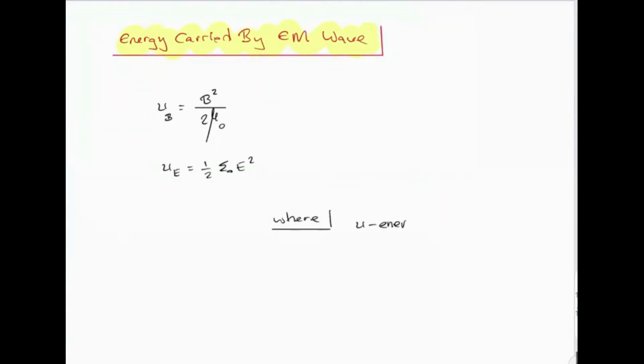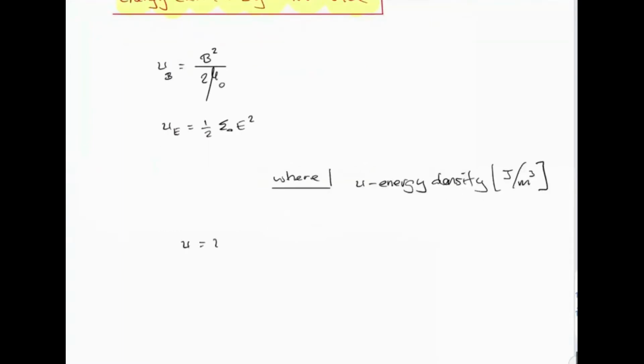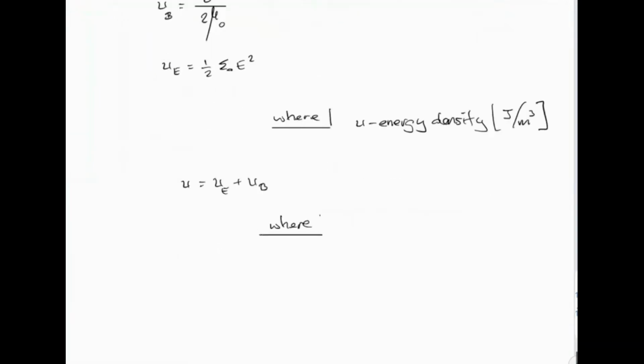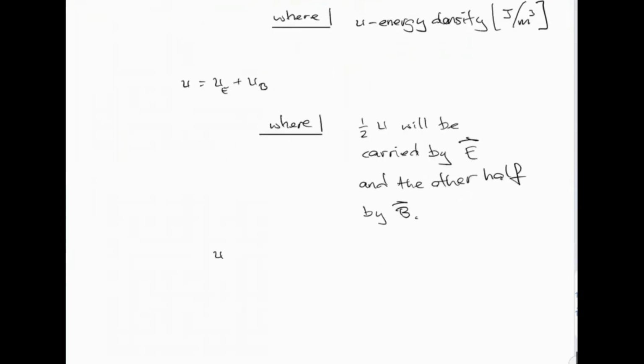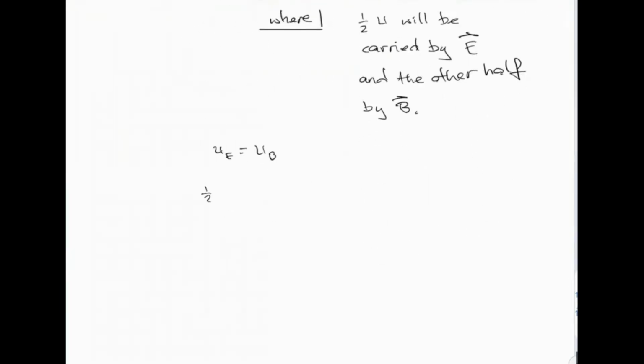All right, the lowercase u in this case represents the energy density. That's the amount of energy stored within the volume of the electric as well as the magnetic fields. So 1/2 of that energy is going to be carried by the electric field component and the other half by the magnetic field component. So the energy density of the electric field component will be identical to the energy density of the magnetic field component.